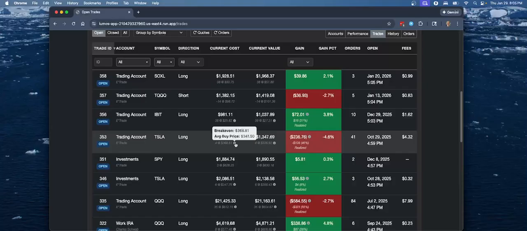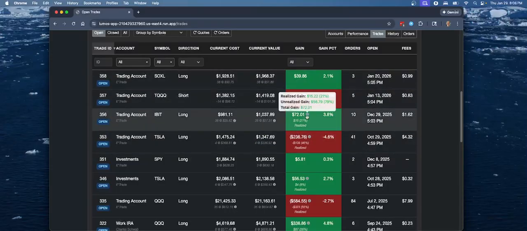Like if you've had a scale out, we've been able to sell quantity at a high price, and it basically covered your entire cost of this trade, but you still had open quantity. You're in what's called house money, right? Like you have just basically free shares at that point that are already paid for. So you can see that data here, which is kind of cool.